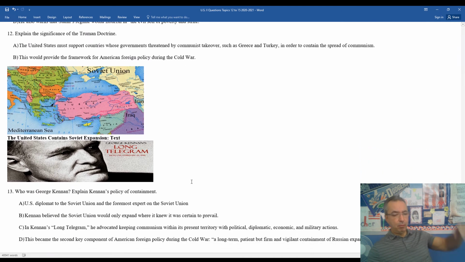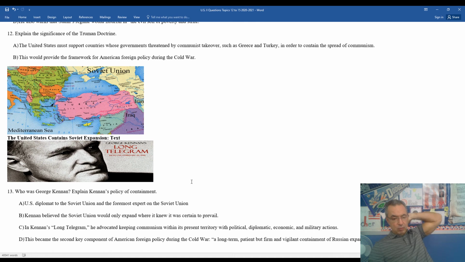So when you look at the two broad policies of the Cold War, the first is the Truman Doctrine. The second, which we'll be discussing next, is the policy of containment. First of all, George Kennan was an American diplomat to the Soviet Union. He worked in the American embassy in Moscow, and he was probably the most experienced and perhaps the foremost expert on everything to do with the Soviet Union in the 1940s.